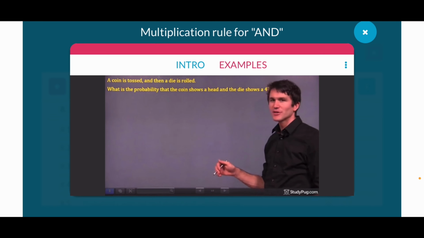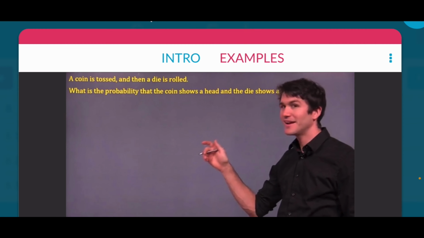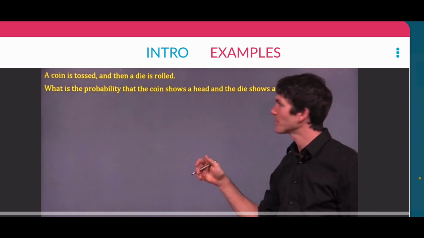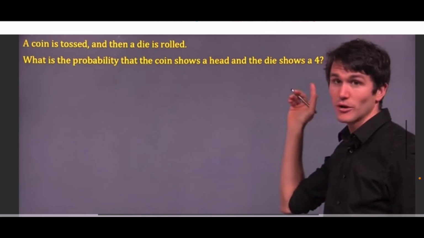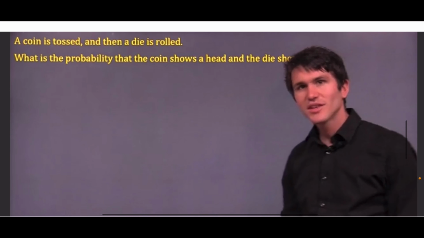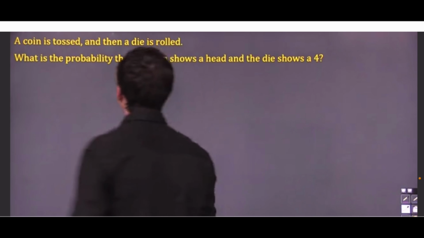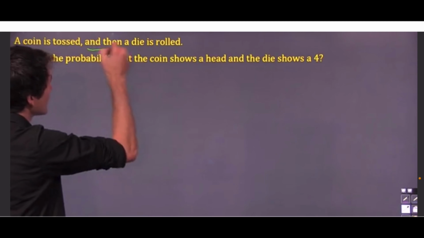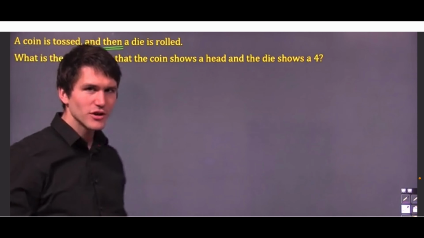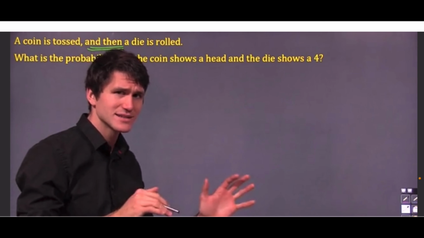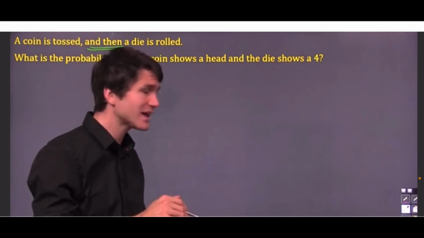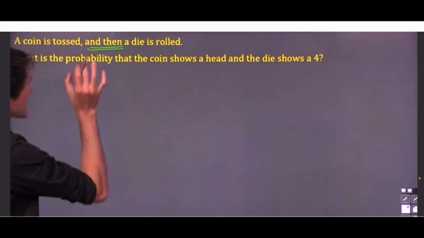So for this example, a coin is tossed and then a die is rolled. What is the probability that the coin shows heads and the die shows a 4? The key thing to note about this example is that it says "and then." Remember my intro video, where I said there's the addition rule and the multiplication rule. Note that this says "and then."